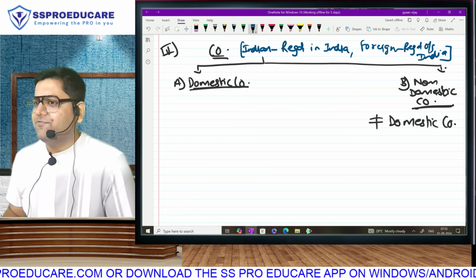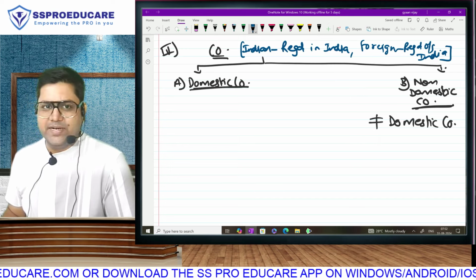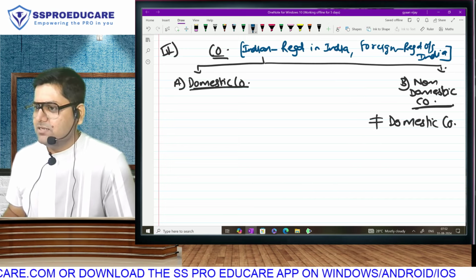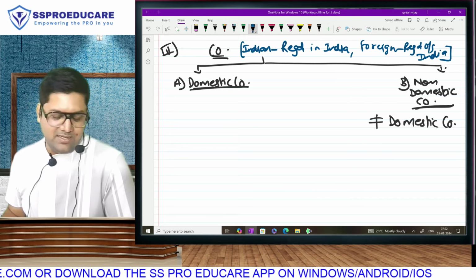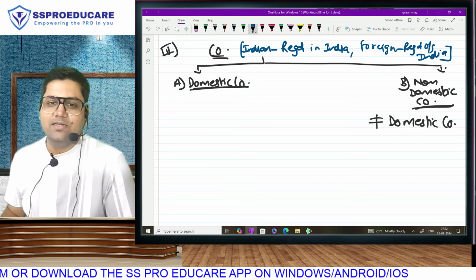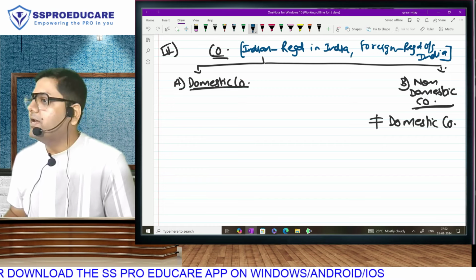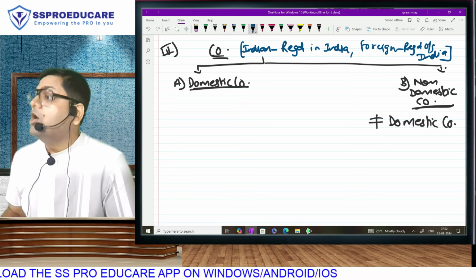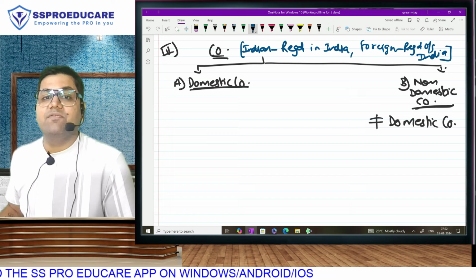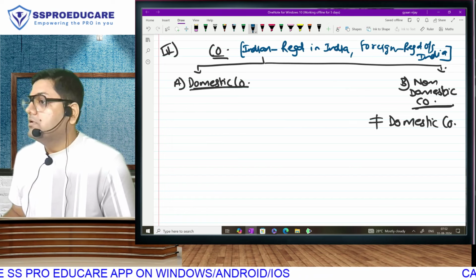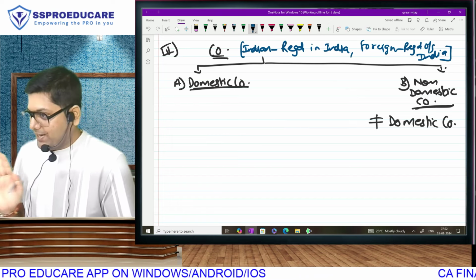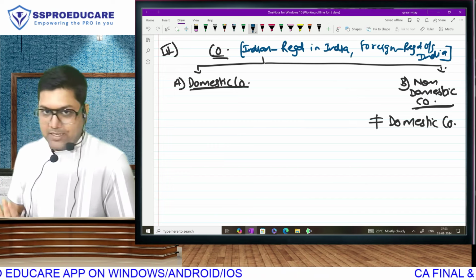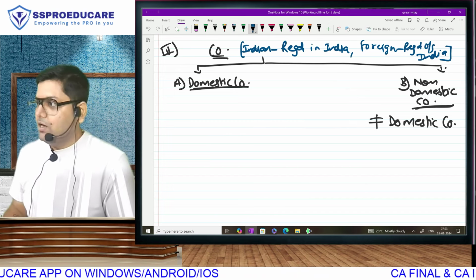Twitter is now known as X and owned by this guy, Tesla owner, Elon Musk. These are foreign companies. Apple, Google, Meta, registered outside India. So, Indian company or foreign company will depend on place of registration. If you are registered in India, you are an Indian company. If you are registered outside India, you are a foreign company.